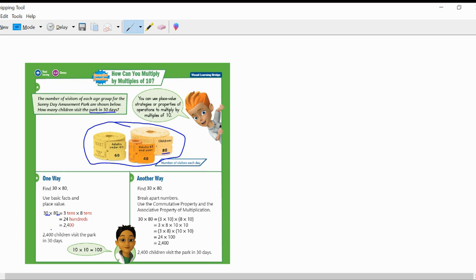So your answer ends up being 2,400 children. It says another way that you can do it would be to break it down and look at it as 30 is the same thing as saying 3 times 10, and 80 is the same thing as 8 times 10. So you're going to do 3 times 8, which would be 24, and then 10 times 10, which is 100. So 24 times 100 would be 2,400.